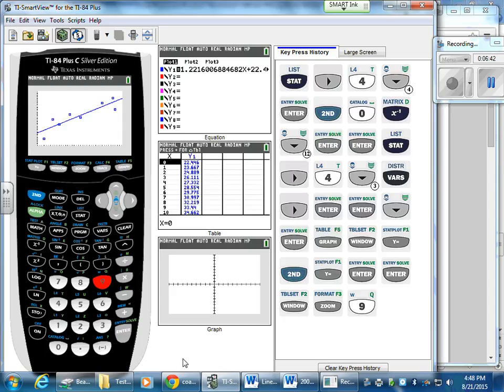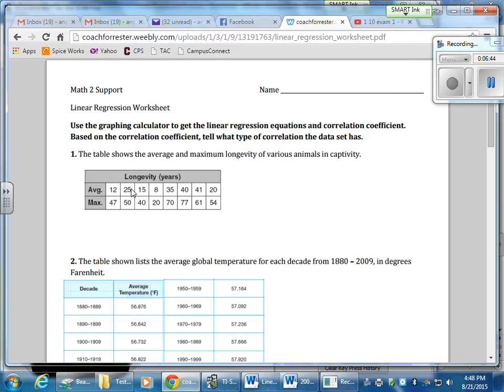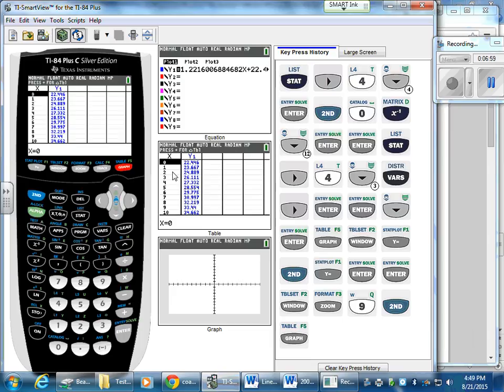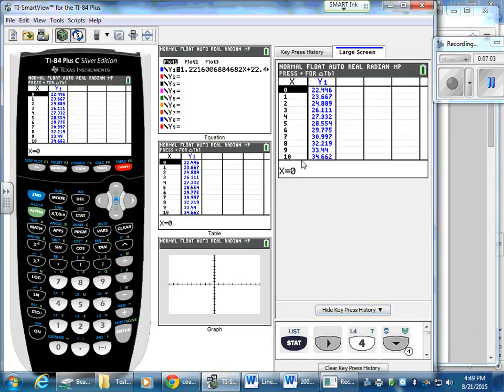So what if I wanted to use this? I've got 12 and 25, and 15 and 8, and 35, 40, 41, 20. What if I want to predict, what if the average was 10 years? What would I expect the maximum to be? I could come over here and go to my table, and scroll down to 10, and if I look in here at this large screen, at 10, it's 34.662 for the maximum. I would expect the maximum to be around 35 years if the average was 10.